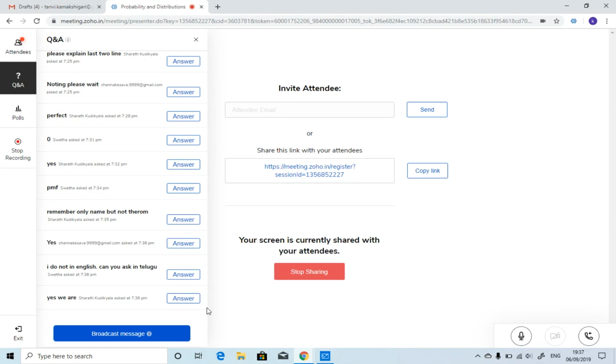Binomial distribution, how can you say it in Telugu? I don't know. Shweta, I also forgot the Telugu meaning. But I remember we did a lot of things on this distribution in intermediate.